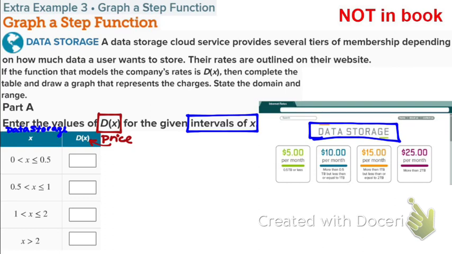So how much do you have to pay for between 0 and 0.5 terabytes? How much do you have to pay for between 0 and 0.5 terabytes? $5. So this is right here, 0 to 0.5.